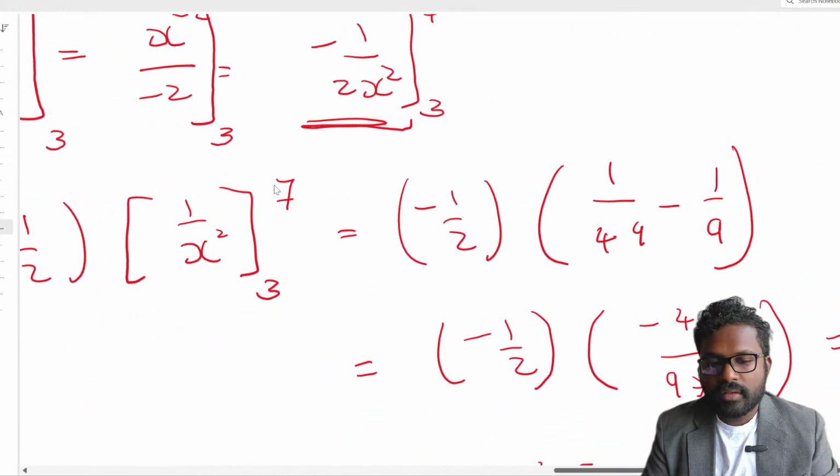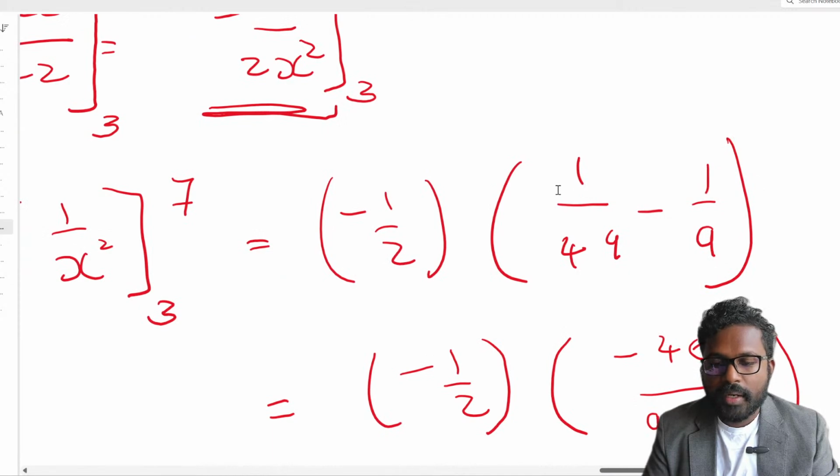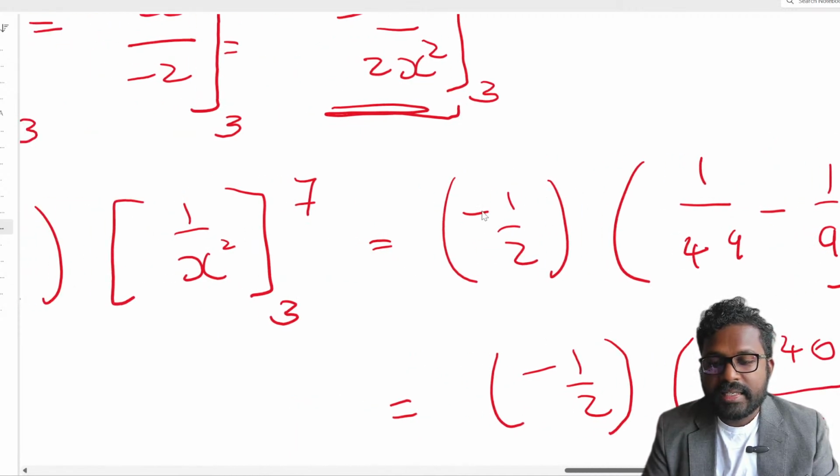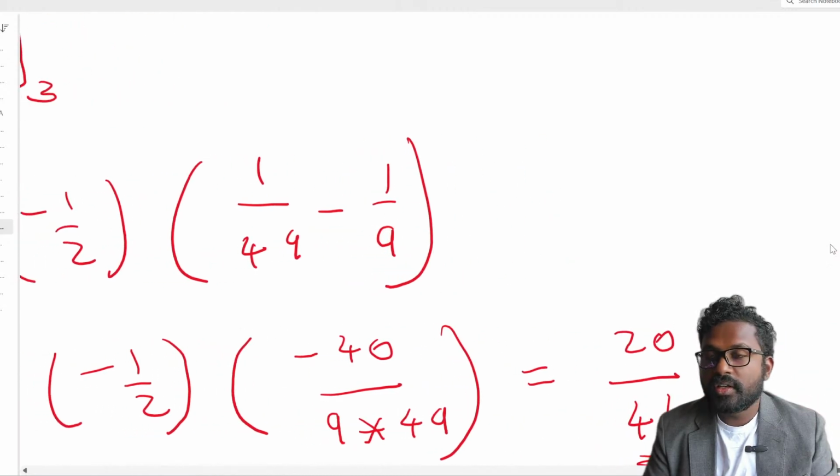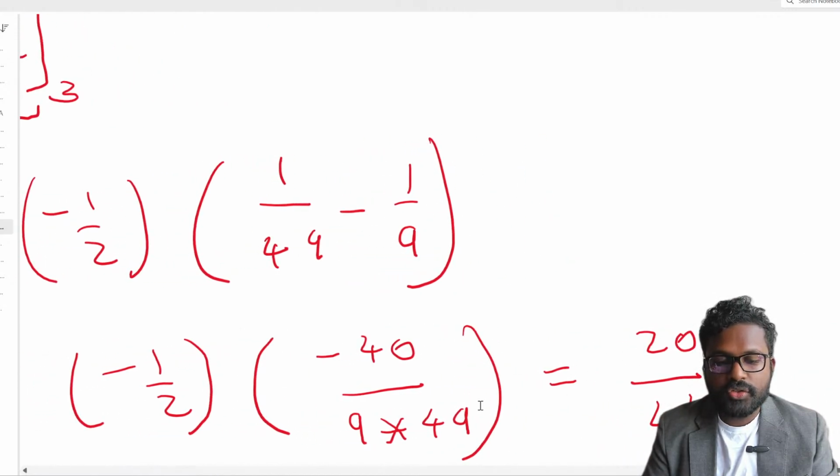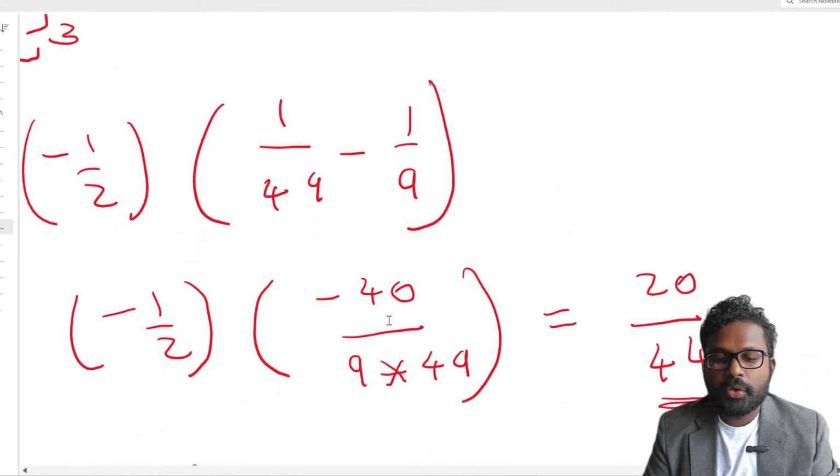Now you can solve it. The 7 goes inside and then the 3. So it can be solved as minus 1 by 2 into 1 by 7 square minus 1 by 3 square. 7 square is 49, 3 square is 9, as you can see here. So once you solve that, you will get minus 1 by 2 into minus 40 by 9 into 49.